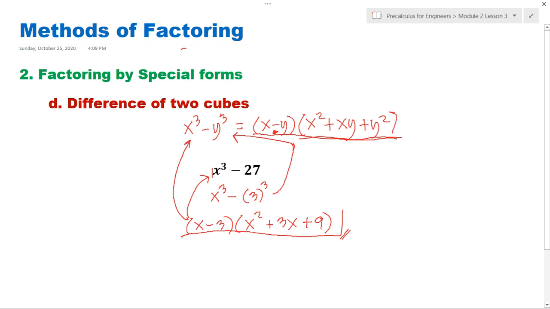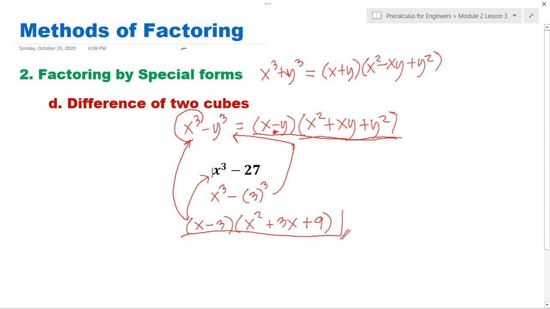So for difference of two cubes, you have here x cubed minus y cubed, which is simply written as x minus y times x squared plus xy plus y squared. If you compare this one to the previous, meron siyang pattern. Kasi sa x cubed plus y cubed, yung answer natin or yung factor natin is x plus y, then we have x squared minus xy plus y squared.